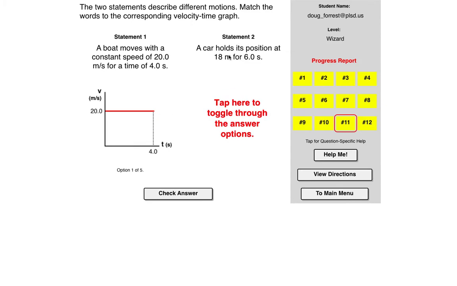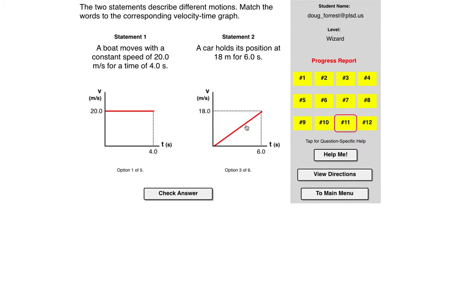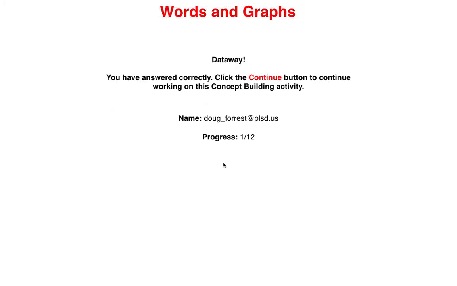It says a car holds its position at 18 meters for 6 seconds. Well, that could be correct, because if it's staying at 18 meters, it's not moving any, and this is a velocity time graph. I'm going to just check to see if I see any others that could be correct. Nope, these are all velocity time graphs, so I have to have 0 velocity. So I'm going to check that answer and Data Away. I'll do one other one.